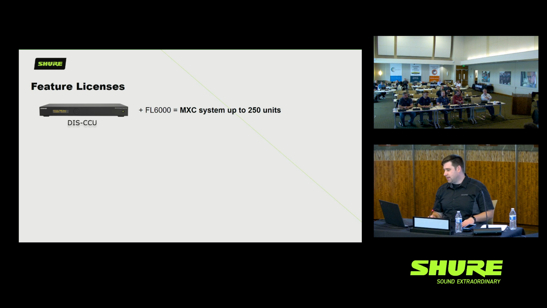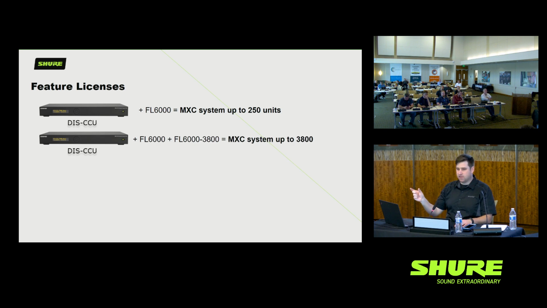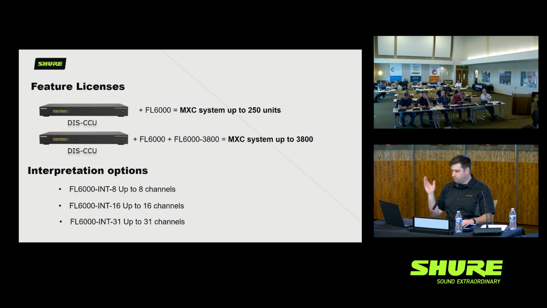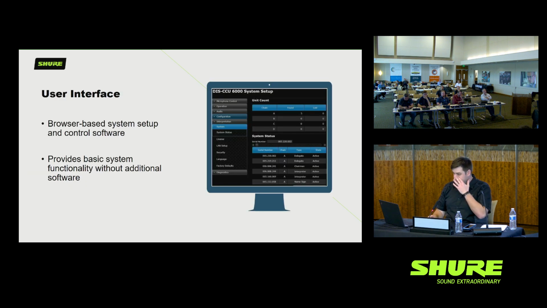So some licensing options, we're going to kind of breeze through this, but your base DIS CCU, which was for your MXC system with that FL6000 license I said you need, you can get up to 250 units. If you need more than 250 units, we could add another license to get you all the way up to 3,800. If the 4 interpretation channels aren't enough, we have licenses to get you all the way up to 31. So if languages are an option, we can definitely support that. User interface, just like 5900 and even MXCW, we have a browser-based interface that you can go in and do a lot of changes, name changes, role changes, all that type of stuff, play with audio settings.